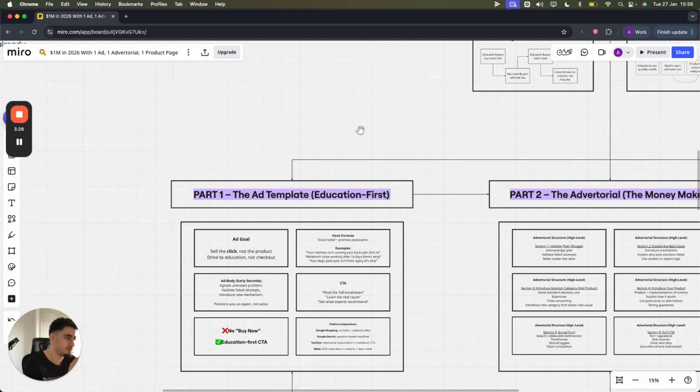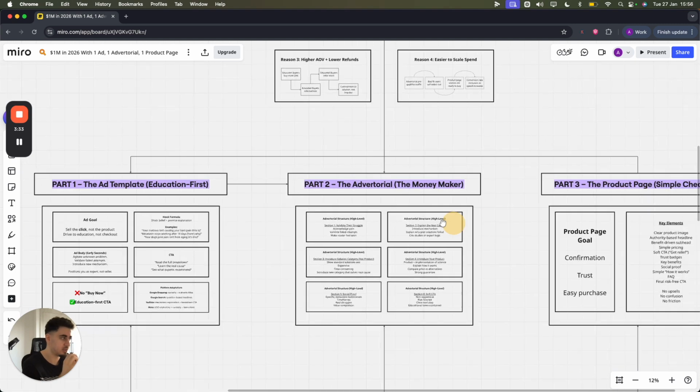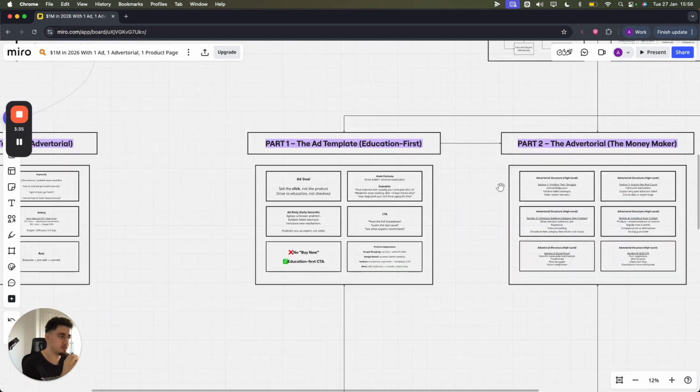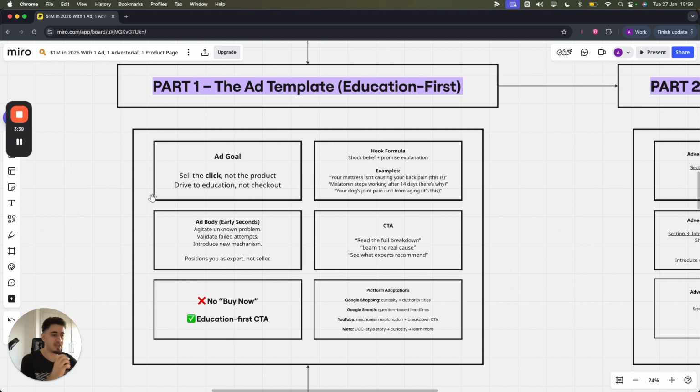So part one, think of it like this. You have the ad, the actual advertorial, and then you have the PDP, right? Or where they check out. So step number one is the ad goal, right? Everything has its purpose. Everything plays its part and plays its role in the bigger picture, in the garden of ecom, quote unquote. So the main goal of the ad is you want to sell the click, not the product, right? It depends if you're running Google or Facebook. But the main goal here is to drive education and not try to sell them directly, right?